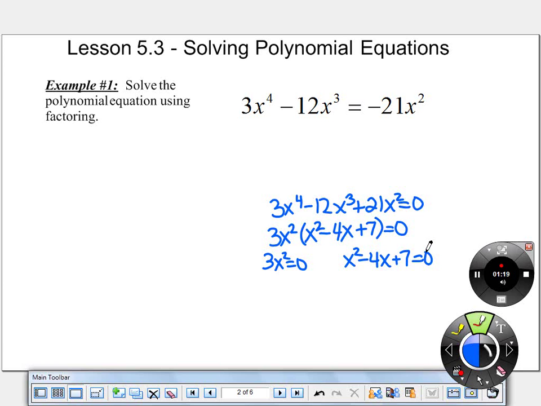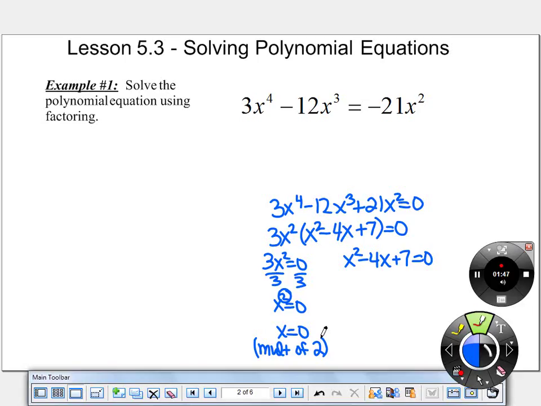So 3x squared set equal to 0, if I divide both sides by 3 and take the square root, since it's 0, I'm just going to get 0. But because this came from a squared factor, I do need to recognize this has multiplicity of 2. Because if I was going to sketch the graph or I wanted to know how it behaves at that point, it would be different than if it was just a normal 0 where it passes through.